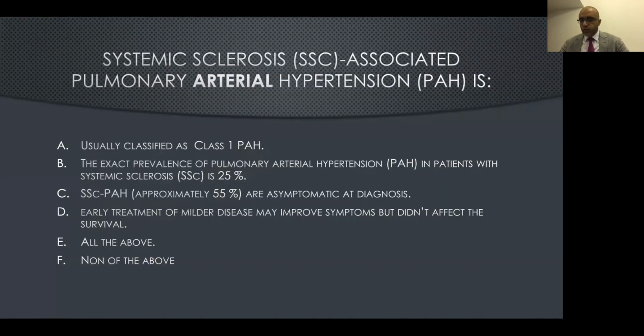Coming to the second question, with brainstorming regarding pulmonary hypertension in systemic sclerosis. What is the most correct answer? It is usually classified as class 1 pulmonary arterial hypertension; the exact prevalence of pulmonary hypertension is almost 25%; in systemic sclerosis, approximately 55% of cases are asymptomatic at diagnosis; early treatment of milder disease may improve symptoms but doesn't affect survival; or all of the above, none of the above. Please insert your answer in our chat.